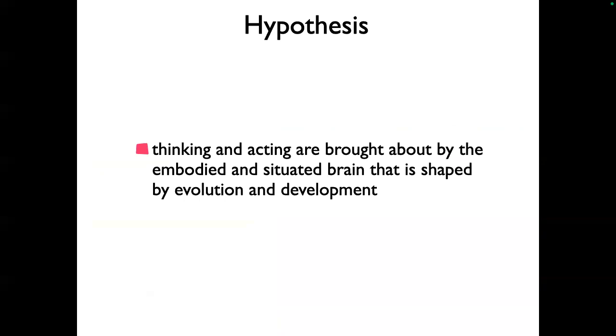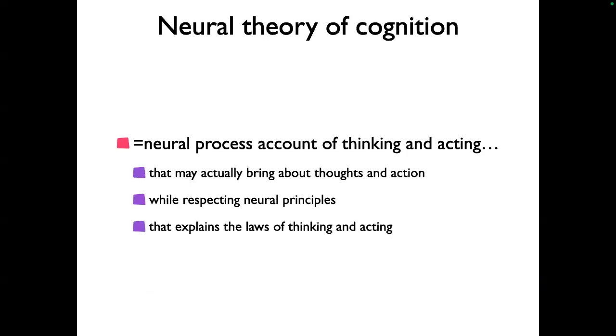And so the kind of theory we're pursuing here in dynamic field theory is very much inspired by this hypothesis. That's why we're going about it in the particular way we do. And you will learn a lot about that in this course. Now, the other aspect is that it's a neural theory of cognition. That's where the name neurodynamics comes from, right? And so that means for us that it's what we call a neural process account of thinking and acting.